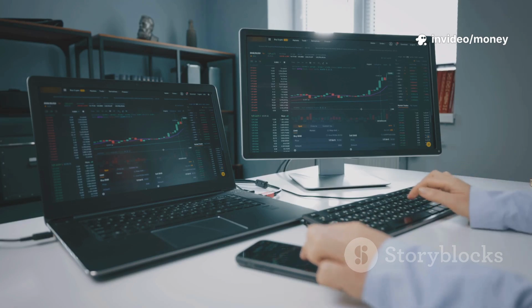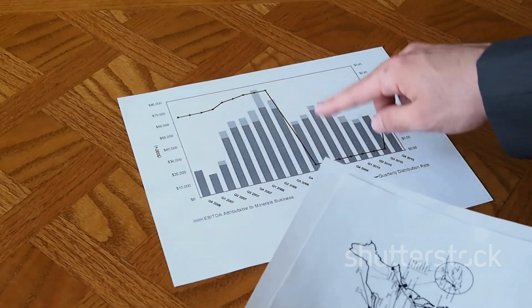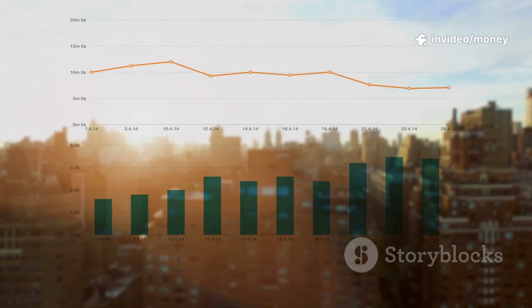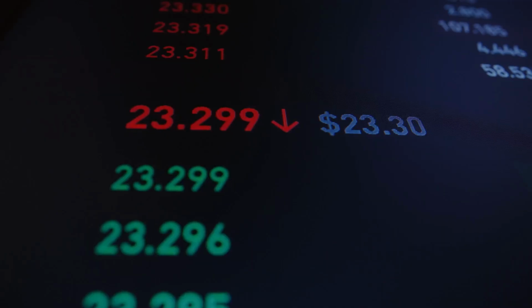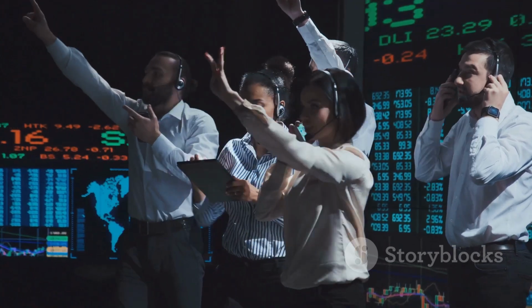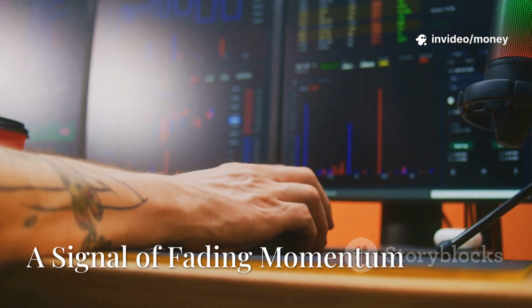For the profit target, the method is the same as with the other triangles. You measure the height of the triangle at its widest part, the base, at the beginning of the pattern. Then, you project that distance from the point of the breakout. So if it breaks to the upside, you add that height to the breakout price. If it breaks to the downside, you subtract that height from the breakdown price. This gives you a logical target for what is often a very fast and powerful move.